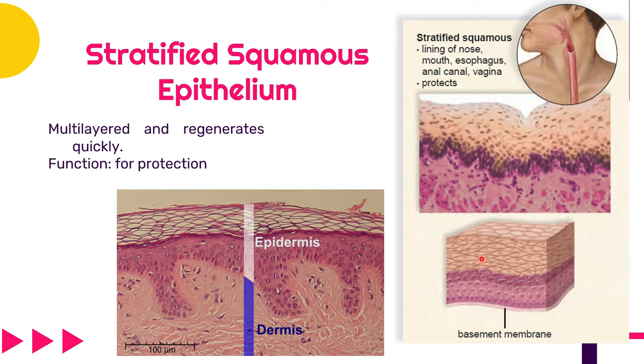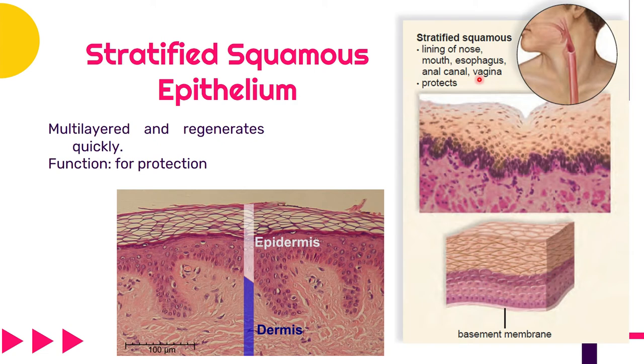Okay, so it can be found on what body part? It can be found on the skin. We have here the epidermis. Okay, then we also have it in the lining of the nose, the mouth, the esophagus, the anal canal. Okay, where the feces pass through. Then we also have it in the vagina.